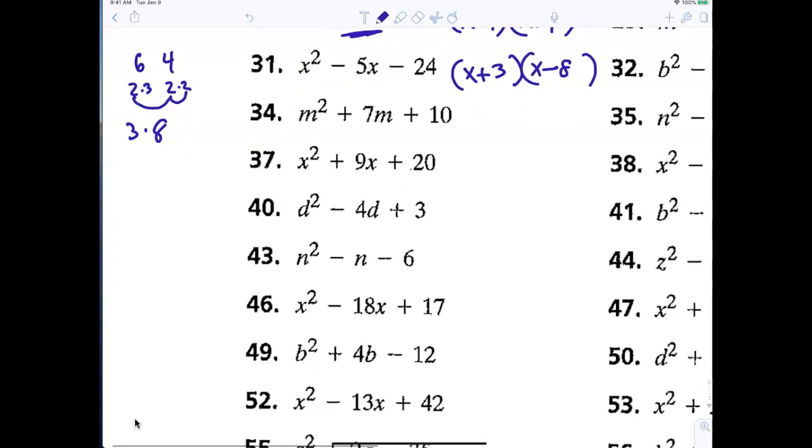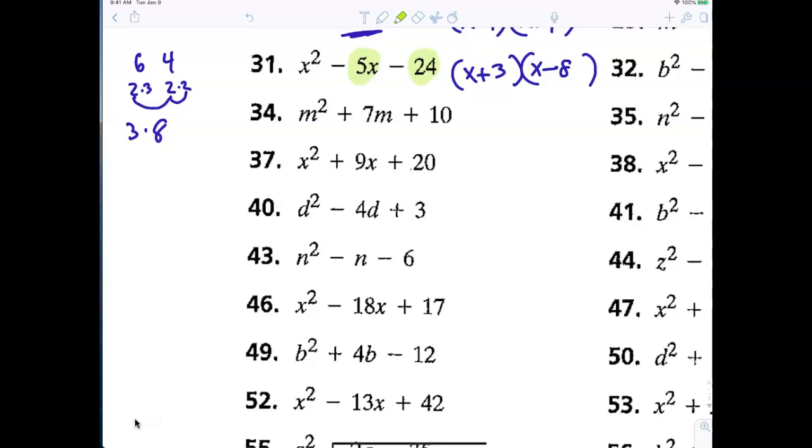All I'm asking you, listen to me, Ian, one more time. All you're asking yourself is the factors of 24 that make 5. The factors of 24 are 1 and 24, 2 and 12, 3 and 8, 4 and 6. You look at those numbers that can possibly make a 5. 8 and 3 is the only one that can make 5.